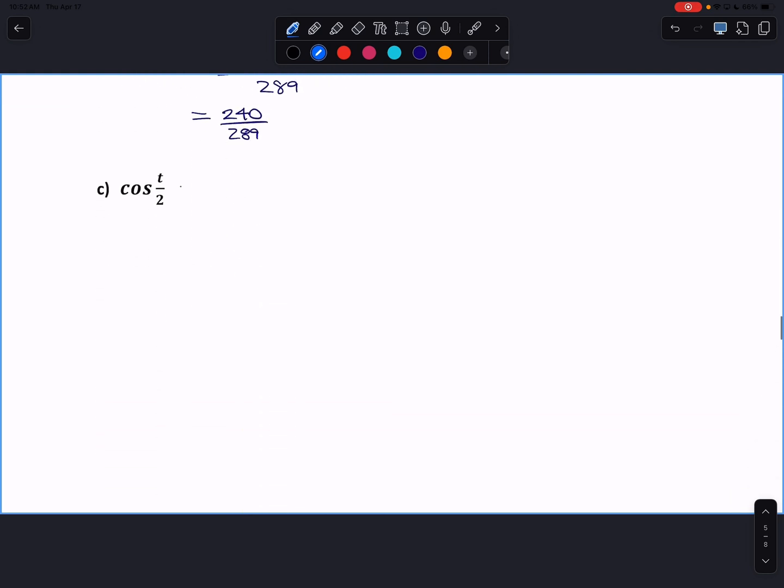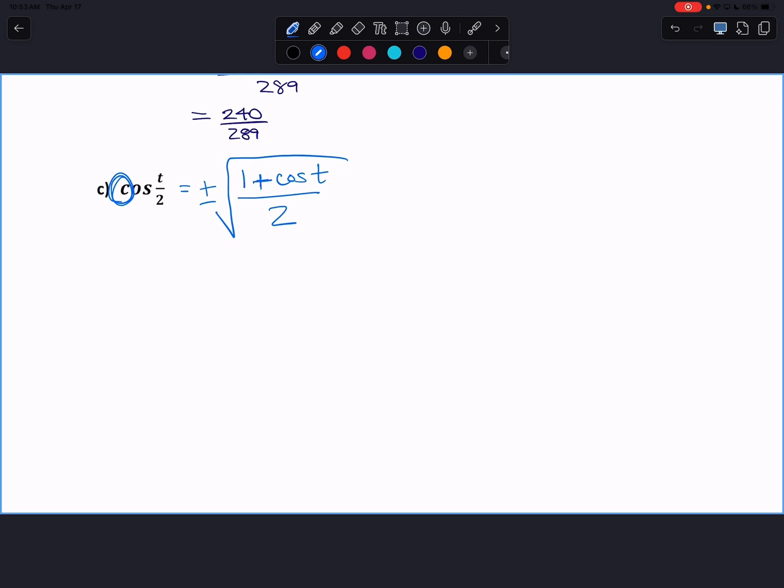Cosine of t over 2. So it's 1, then the cosine of the angle, so cosine of t. It's all over 2, right? You see what I'm doing with that formula? I'm writing the pieces. So 1, then cosine of t, over 2, square root, plus or minus. And now look at what you're starting with. You're starting with cosine. So should that be subtract? It's adding.